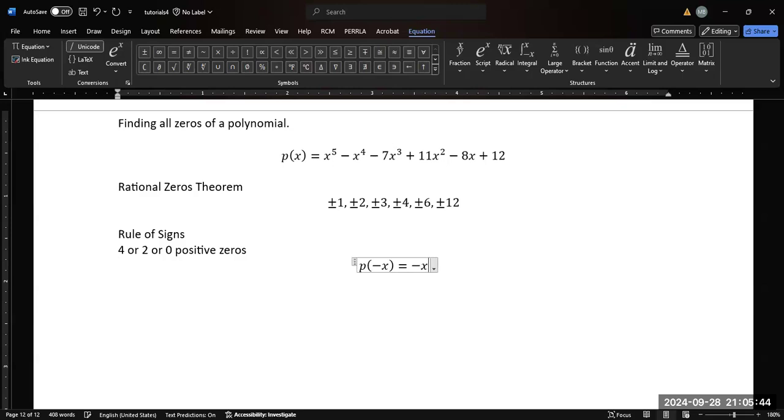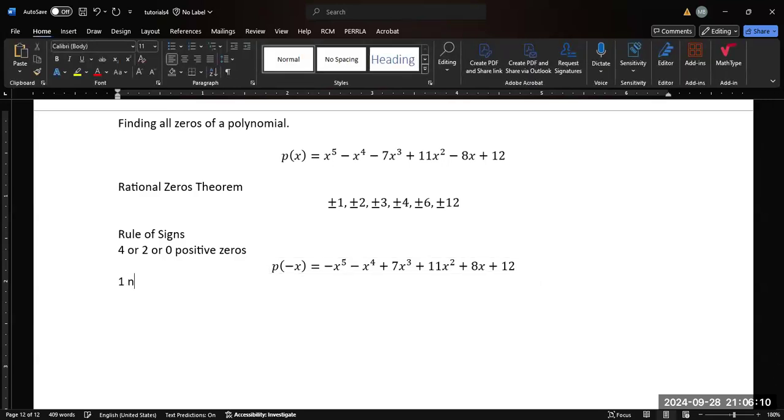We would flip the 5th degree, then that one stays, this one flips, that one stays, that one flips, that one stays. So we have only one sign change, negative, negative, and then it flips to positive. So one possible negative zero. So those are our only options.